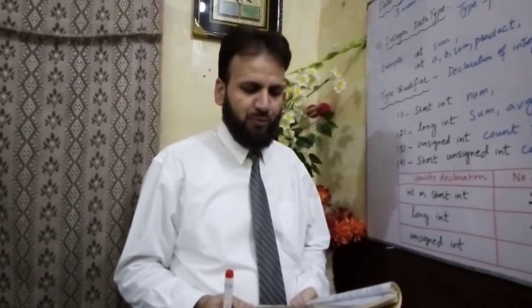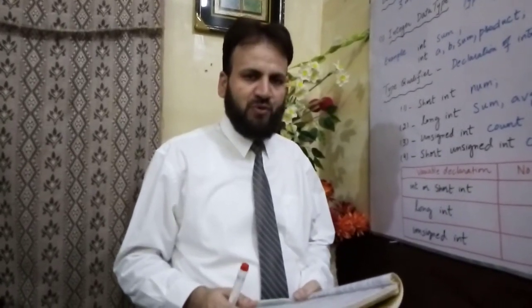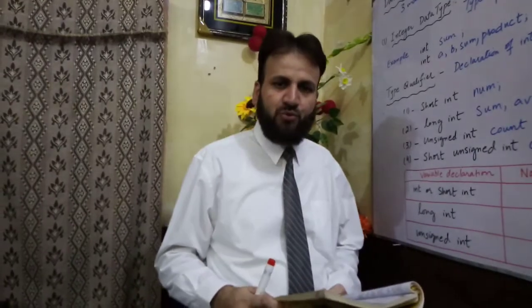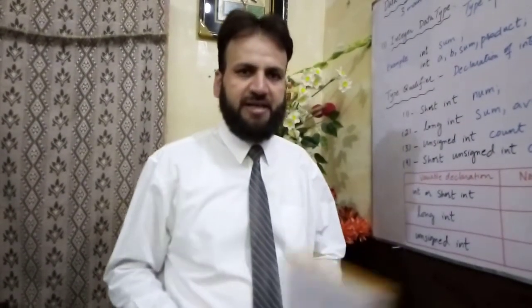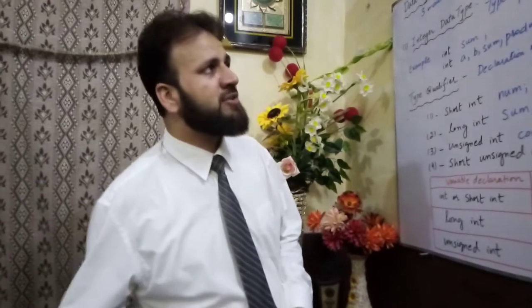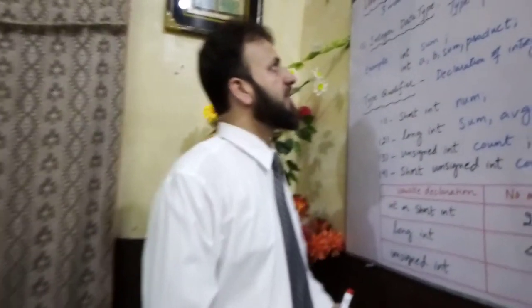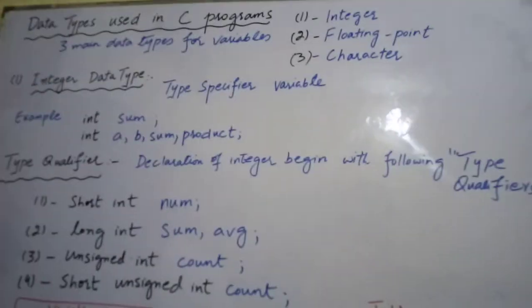It is mentioned on page 45 and it is an important topic. There are three types of data types that we use in C program: first integer data, second floating point, and third character data. Now first is integer data.